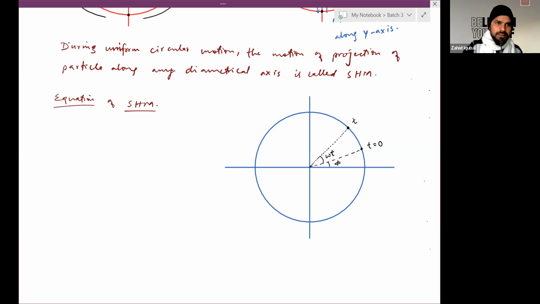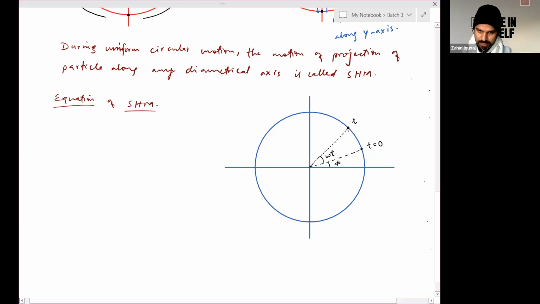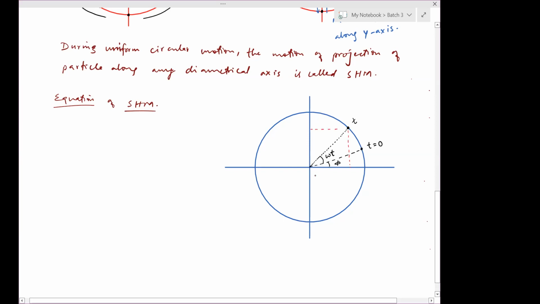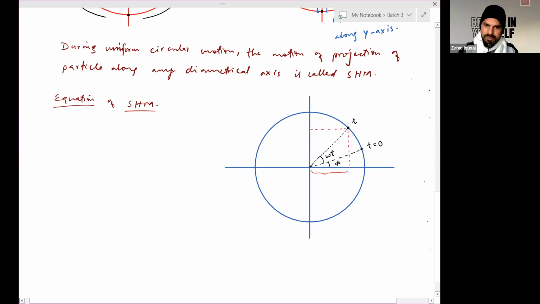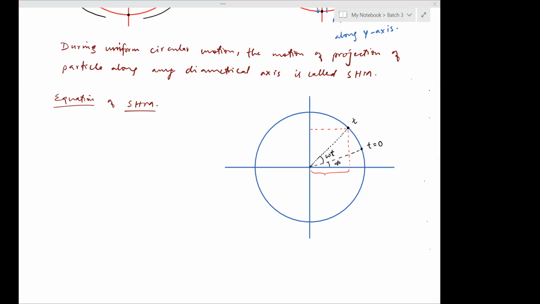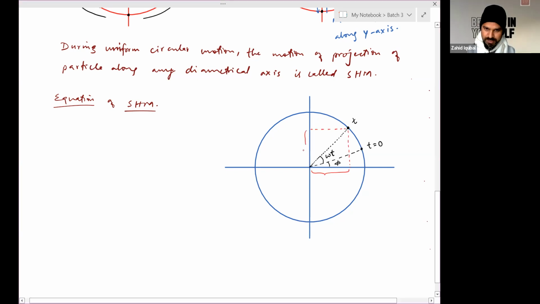So for this path, if we draw a vertical line and a horizontal line, this part will define your projection along x-axis. And this part will define your projection along y-axis. So on calculating these rotational terms, you will be able to define different physical quantities related to the motion or projection of motion of this particular particle.